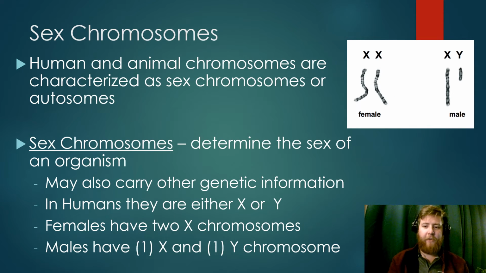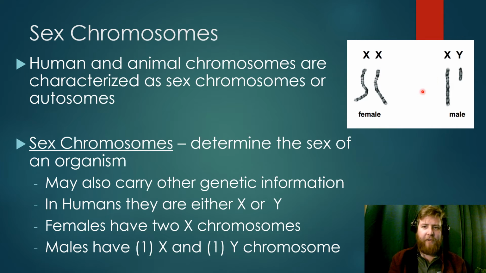There are two types of chromosomes. The first type we're going to talk about is the sex chromosomes. Human and animal chromosomes are either sex chromosomes or autosomes. The sex chromosome specifically determines the sex of the organism. They have other genetic information on them, and as we talk about human genetics later, you'll find out they have a lot of diseases that they can transmit if you have one and not the other.